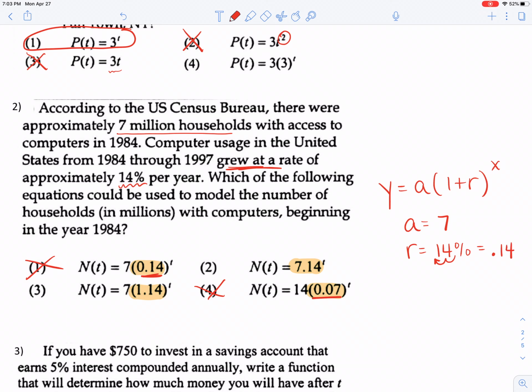So when you plug that in, you get y equals, instead of A, I'm going to put 7, times 1 plus 0.14 to the x power. And that's going to be choice 3. Instead of saying 1 plus 0.14, they just make the base 1.14.